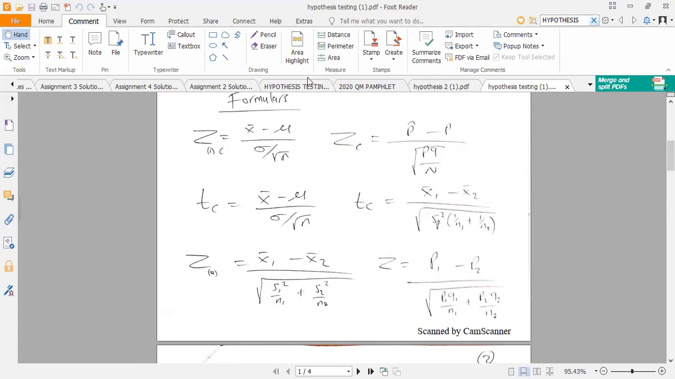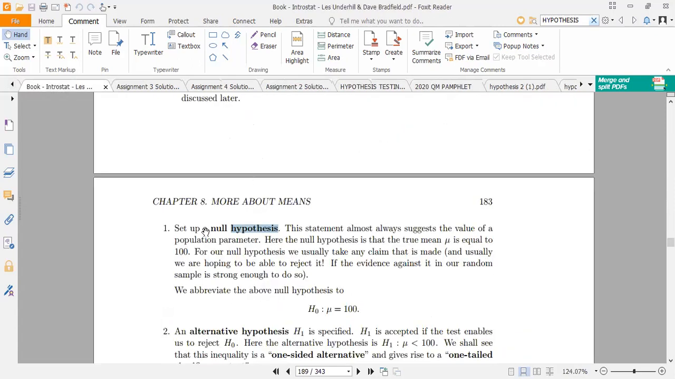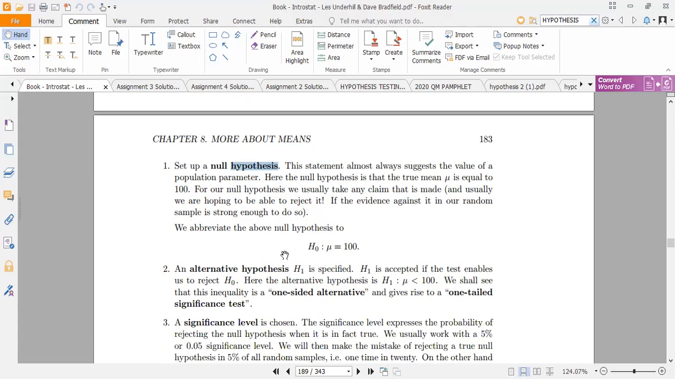Now, just going through our steps again. The first step is we need to set up the null hypothesis, which is a statement that suggests that the value of the parameter that we are trying to test is true. So our null hypothesis is simply the claim that we are looking at. We are either going to reject or fail to reject it. So we abbreviate our null hypothesis as H0, which is denoted by mu.